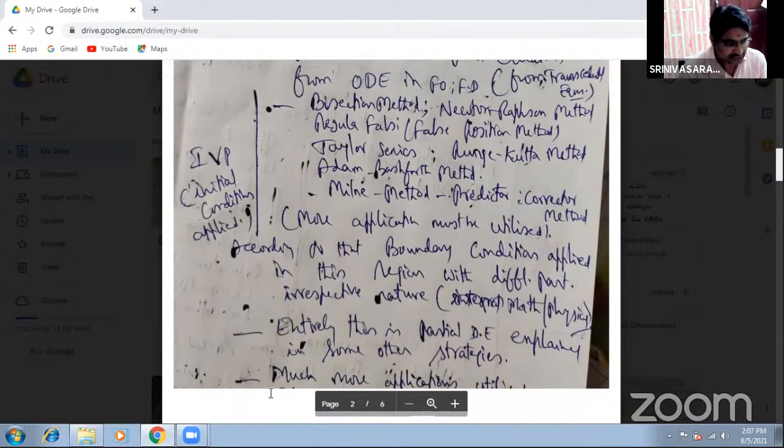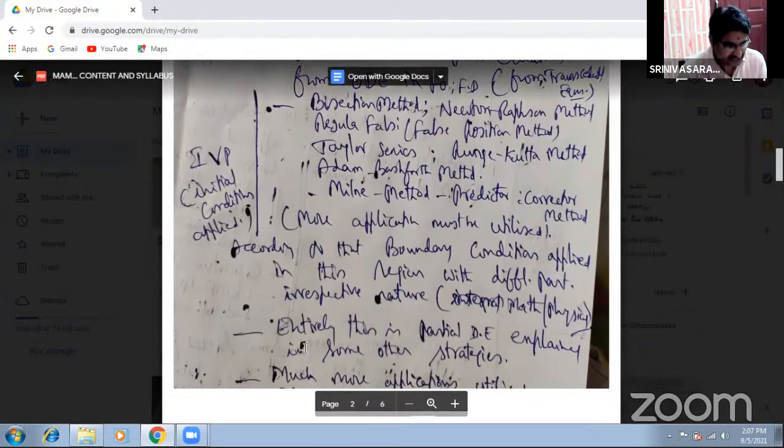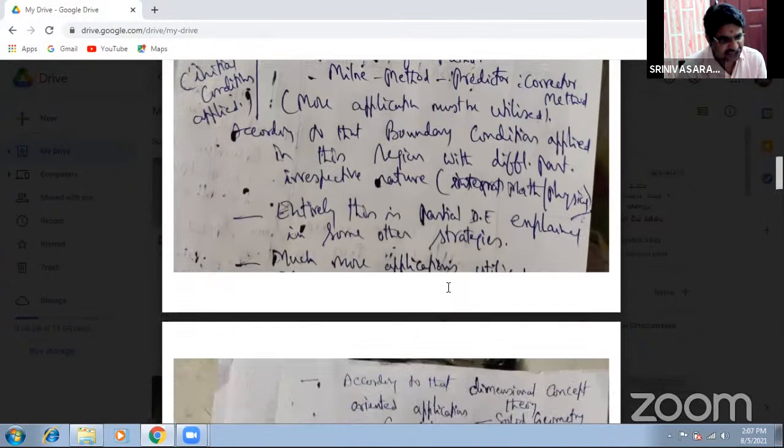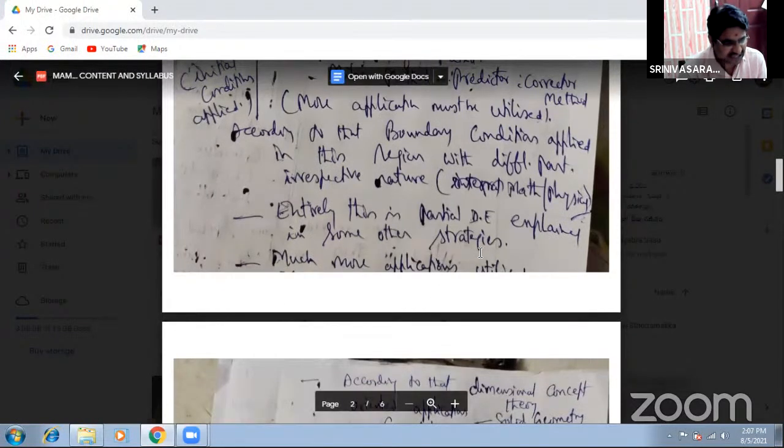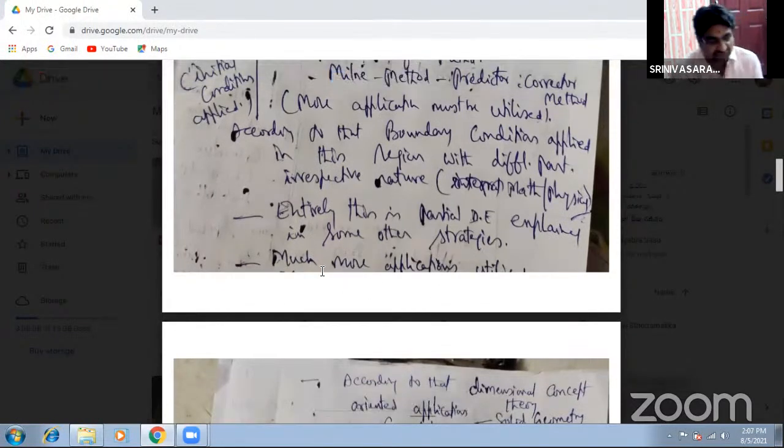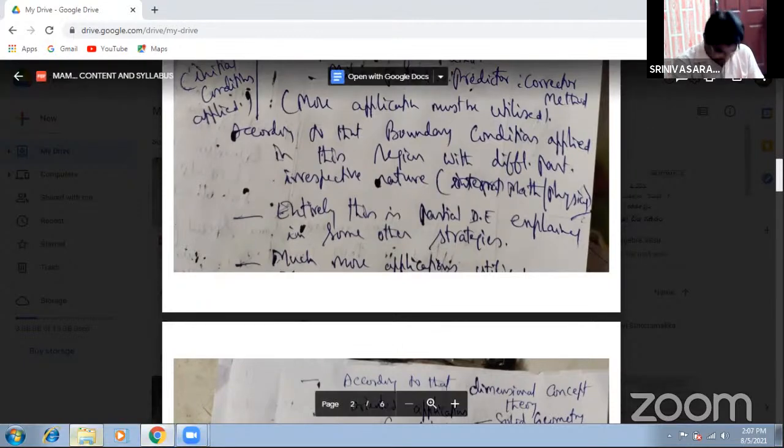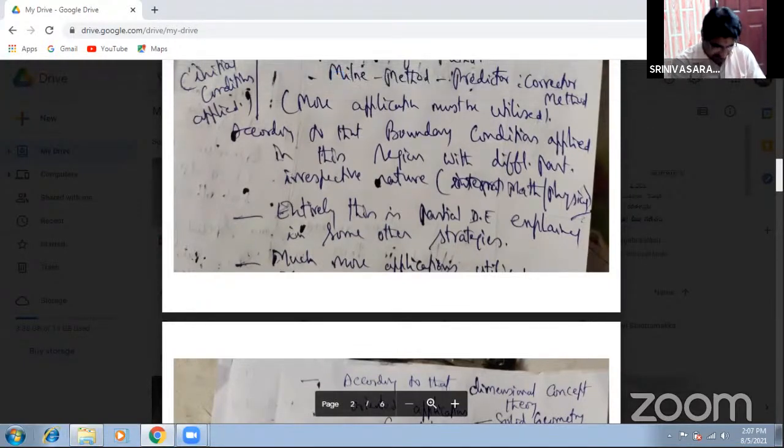Okay. In the same manner, fluid dynamics and fluid mechanics are also there. These are entirely partial differential equations, explained in some other strategies. Okay. Now, many more applications are utilized in methods of applied mathematics. Here the application-oriented topics and their methods.